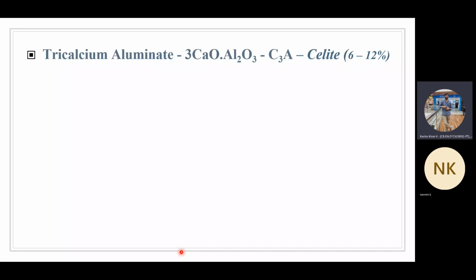Now let's talk about the C3A compound, which is called tricalcium aluminate. Here aluminate will be the major content. In C3S and C2S, silica will be the major content.